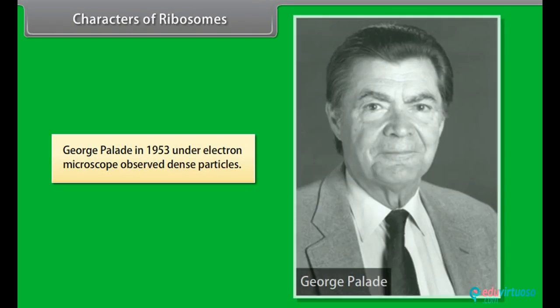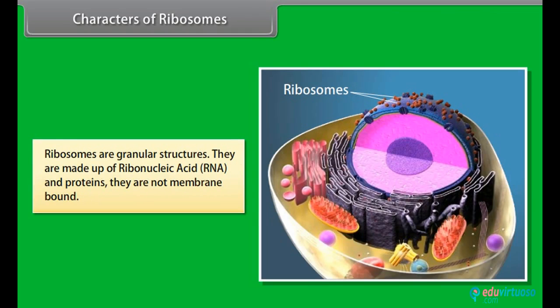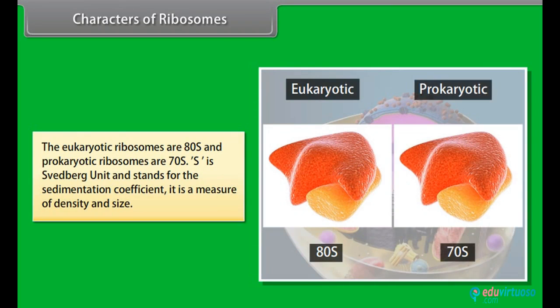Characters of ribosomes. George Palade in 1953 observed dense particles under the electron microscope. Ribosomes are granular structures made of ribonucleic acid, RNA, and proteins. They are not membrane bound. The eukaryotic ribosomes are 80S and prokaryotic ribosomes are 70S.